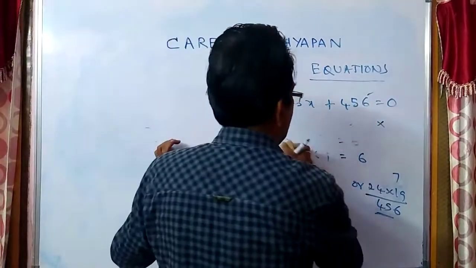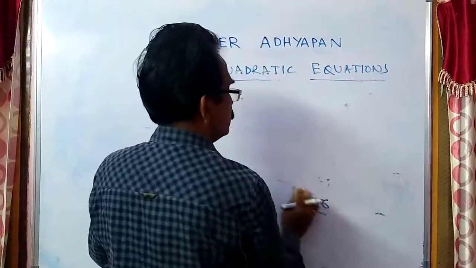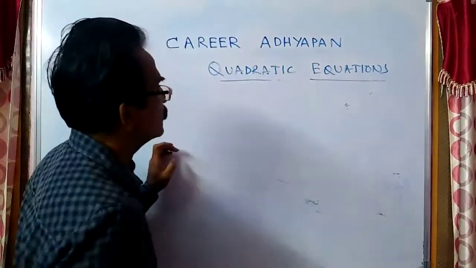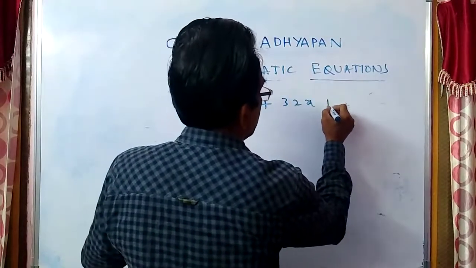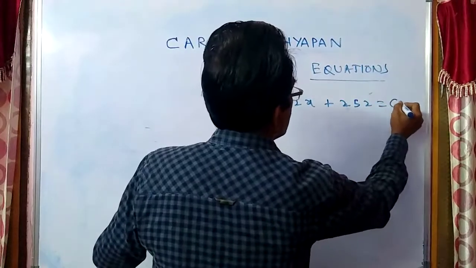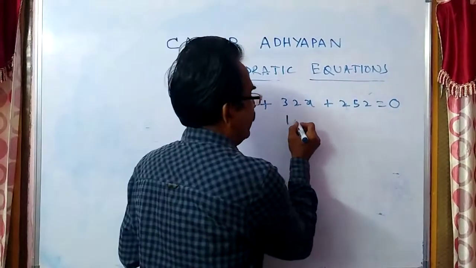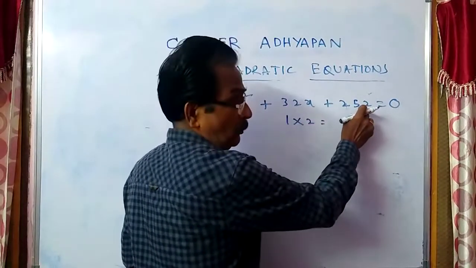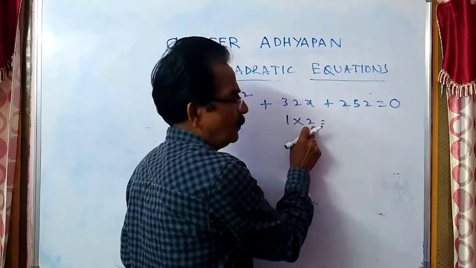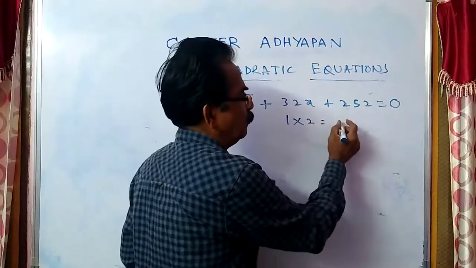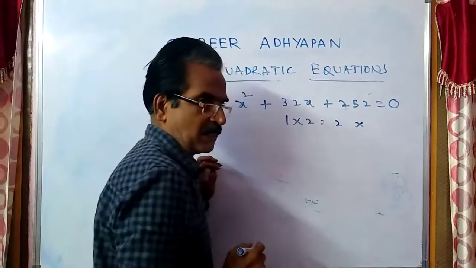Let us see one more example. X square plus 32x plus 252 is equal to 0. First, 1 into 2. Here you have to get the product's unit digit 2. So if you take 1 here, it must be 2 here. 1 into 2, fine. But 1 plus 2 is equal to 3. So this combination is wrong.